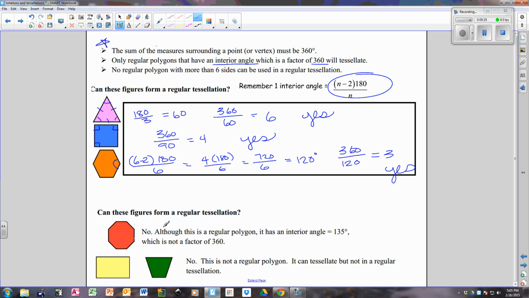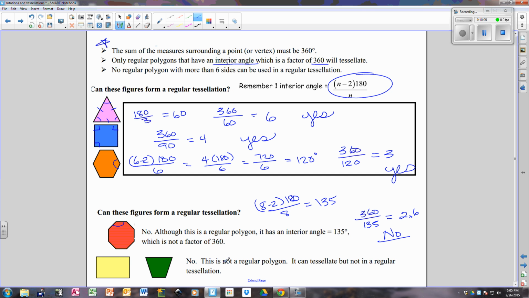But what about these? Will these tessellate? Okay, so first of all, this is an octagon. So to do the octagon, you have to check. So we've got 8 minus 2 times 180 divided by 8. Do it all, and we get 135. Okay, so the interior angle is 135. So test 360 divided by 135, and you get 2.6. So since it does not go in evenly, no, this is not going to tessellate because you're going to have gaps or overlaps.